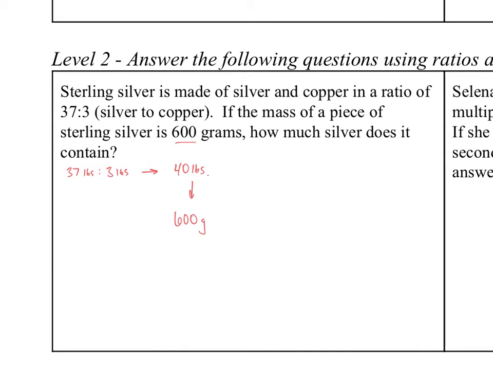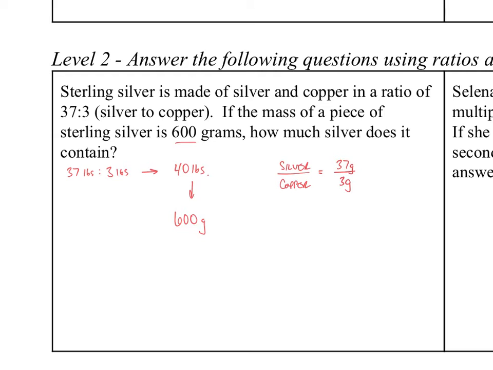Now, if the relationship is the same, which it is, it's still sterling silver, 37 parts silver, 3 parts copper, then how much of that 600 gram sample is actual pure silver? And so the way to build this is actually to, I think we should probably use fractions here, be a little bit more efficient, and we'll represent this first of all just in terms of let's say a 40-gram sample.